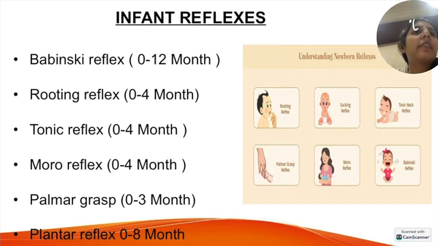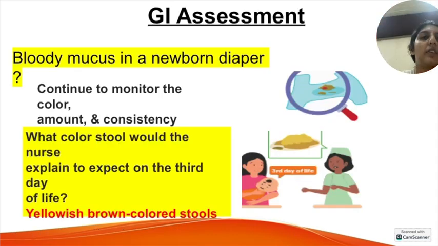Palmar reflex is seen around 0 to 3 months, so the infant will grab on to any object placed in their palm, like a finger, toy, spoon, money, or extra. Plantar reflex is seen around 0 to 8 months. Now moving on to GI assessment.